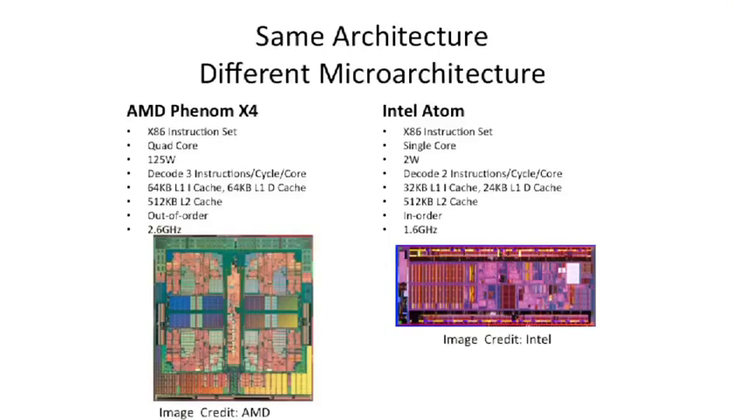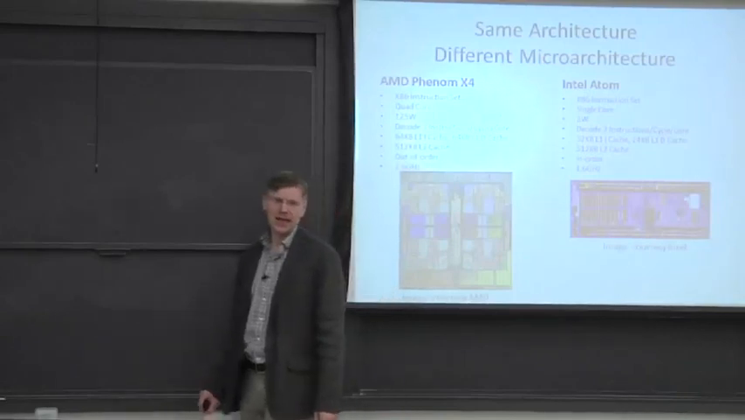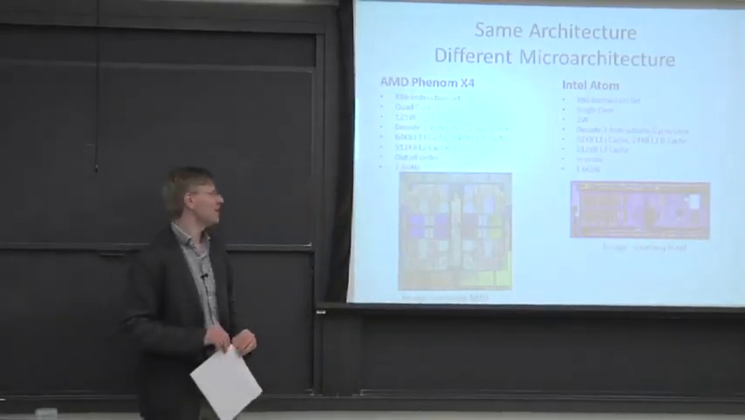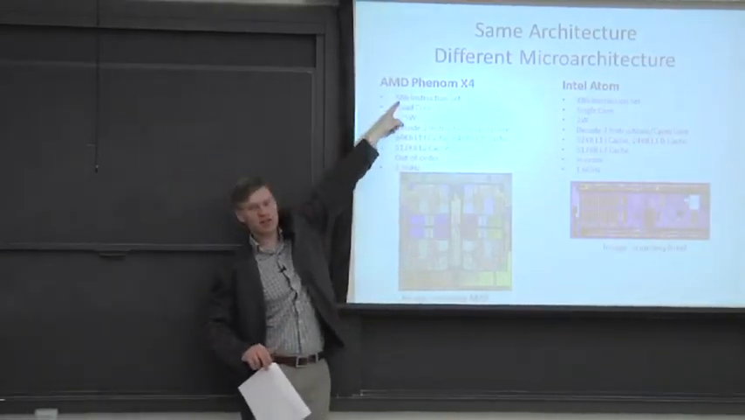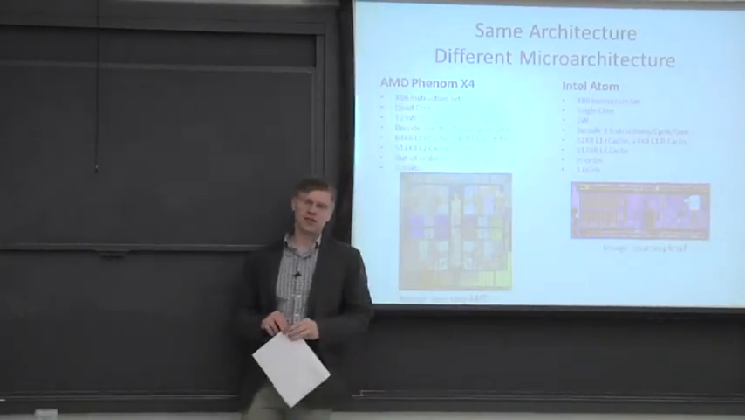And a few more examples just to reinforce this a little bit more. Let's take a look at an example where you have the same architecture but different microarchitectures. Here we have the AMD Phenom X4, and here we have the Intel Atom processor, the first Intel Atom processor. And what you'll notice is that they have the exact same instruction set architecture. They both run x86 code.